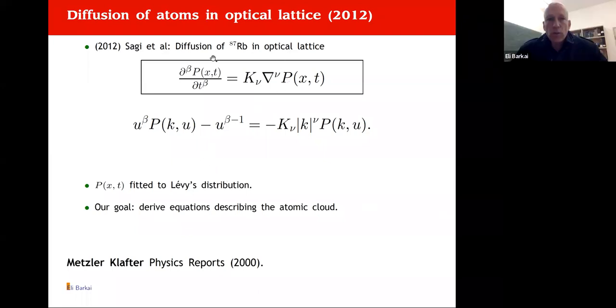So what they did in the experiment, I'll soon explain, but they solved this equation for a delta function initial condition, and it's given essentially by a Levy distribution. And our goal is to derive this equation describing this atomic cloud, these particles that are spreading. Of course, there is much more literature on this. I point out one review in the field of physics that analyzed these type of equations, a famous review by Metzler and Klafter.